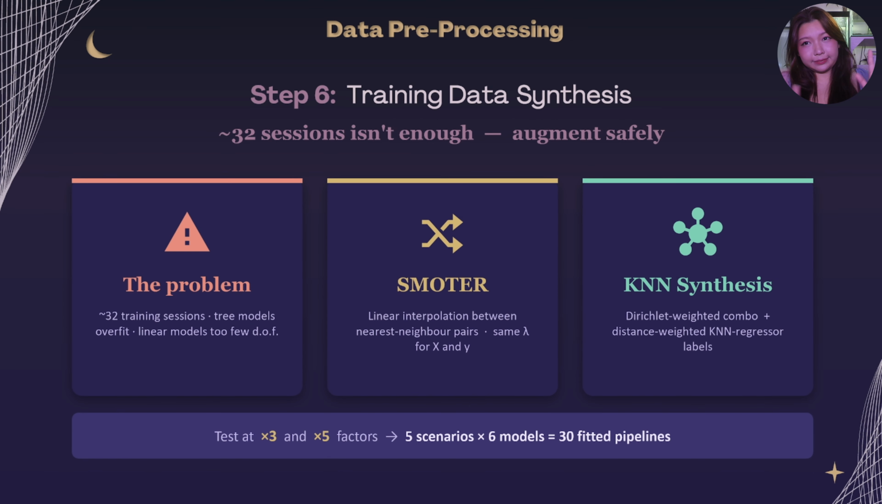Step 6. Training data synthesis. With 32 training sessions, 3 ensembles can easily overfit. To reduce overfitting, we apply two augmentation methods, SMOTER and KNN synthesis. Both generate additional training sessions based on existing data. We test them at multiple 3 and multiple 5 levels across 6 models.